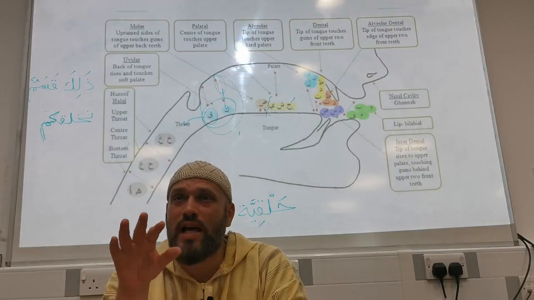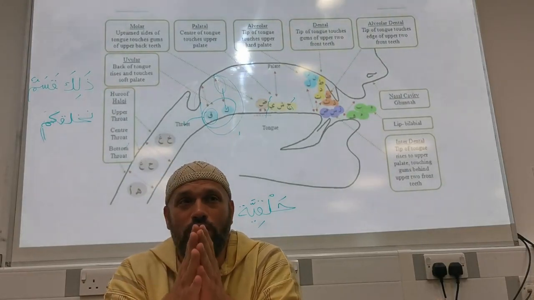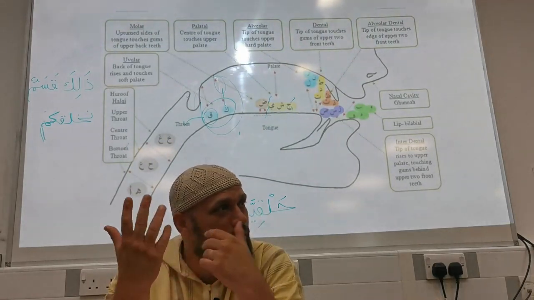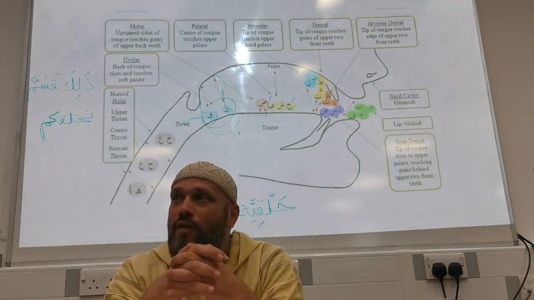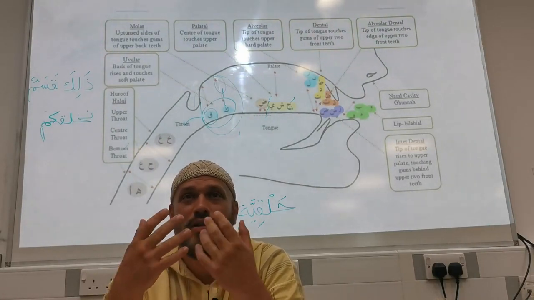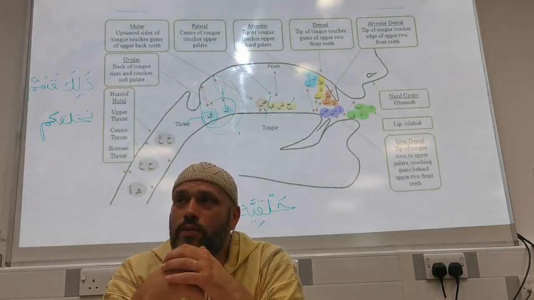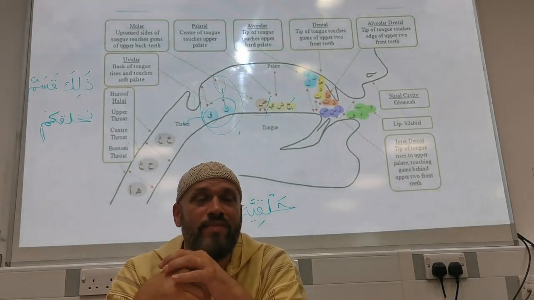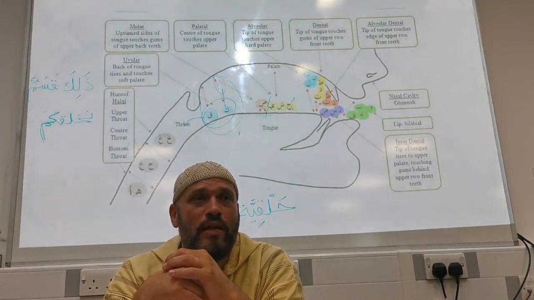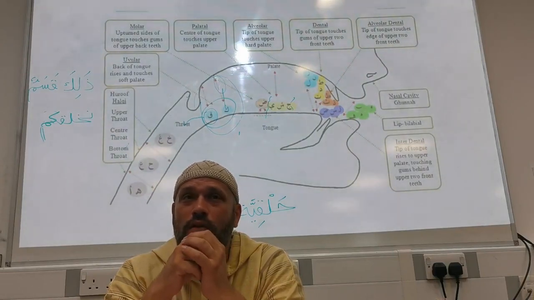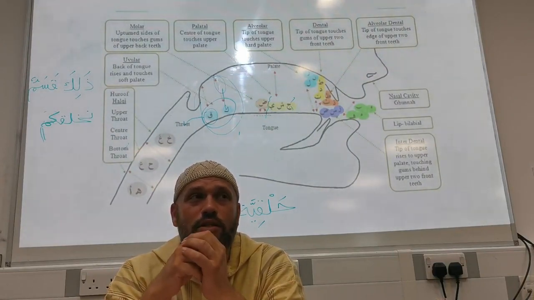Why do I need to do this? Because as you will see, one of the characteristics of the sheen is that there is air blowing through your mouth. It's going through your mouth. So you have shh. If you do it from here, shh, it's going out immediately. So it's shh. A'udhu billahi minash shaytanir rajim. That's right. Now in the wrong way. A'udhu billahi minash shaytanir rajim, shh.